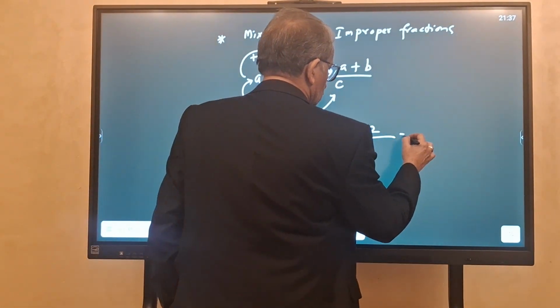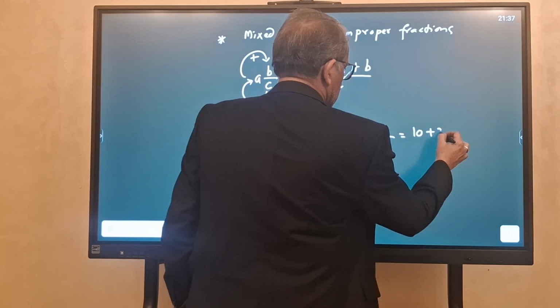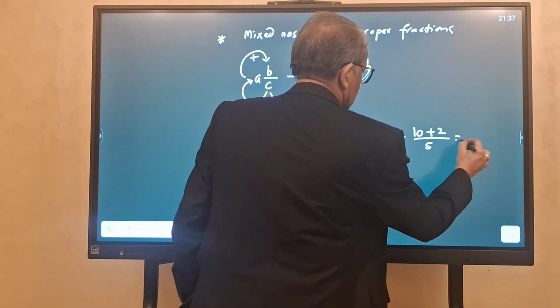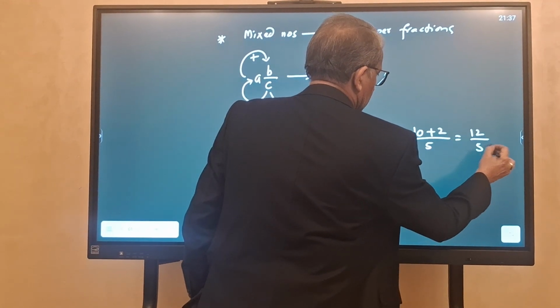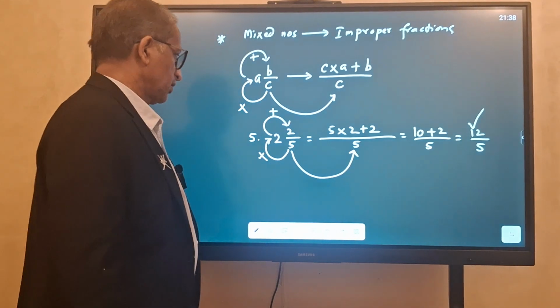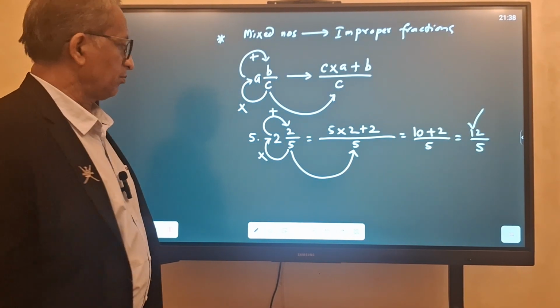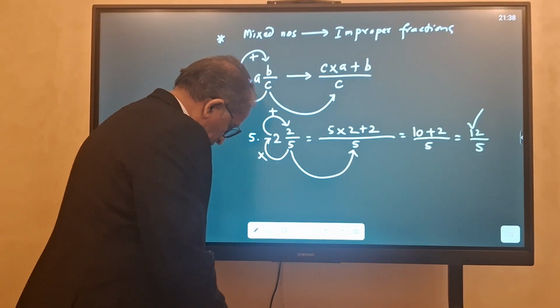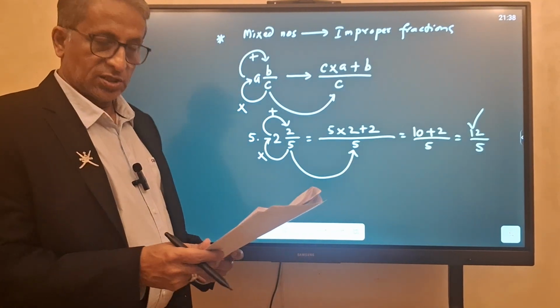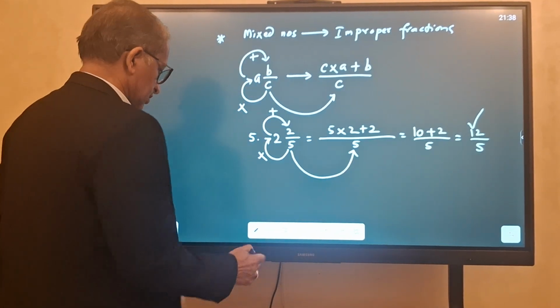So 5 into 2 is 10, plus 2, by 5. That is 12 by 5, which is the improper fraction for the mixed number 2 2 by 5. So similarly, you can do questions number 4 and 6.